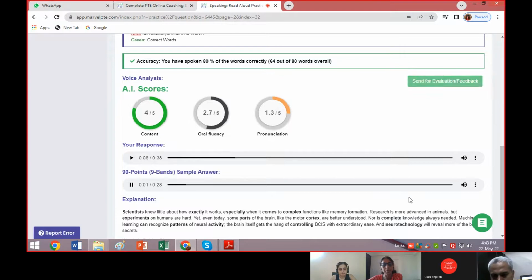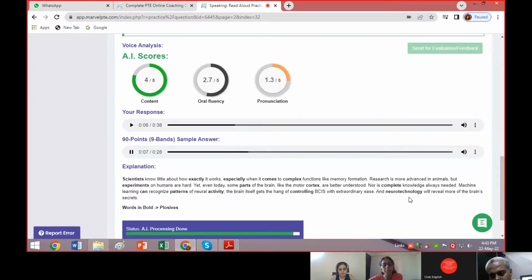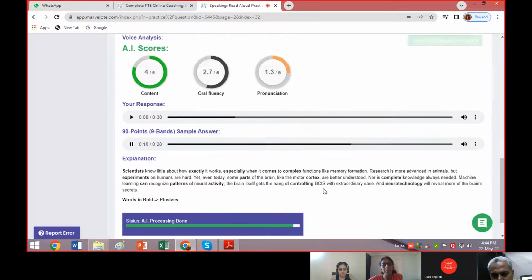Scientists know little about how exactly it works, especially when it comes to complex functions like memory formation. Research is more advanced in animals, but on humans are hard. Yet even today, some parts of the brain, like the motor cortex, are better understood. Nor is complete knowledge always needed. Machine learning can recognize patterns of neural activity. The brain itself gets the hang of controlling BCIs with extraordinary ease. And neurotechnology will reveal more of the brain's secrets.